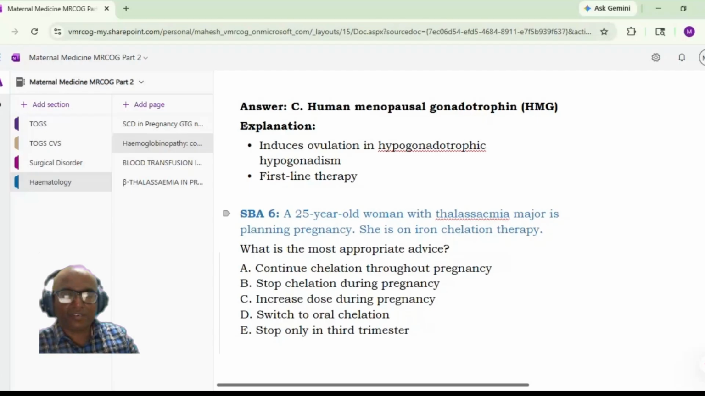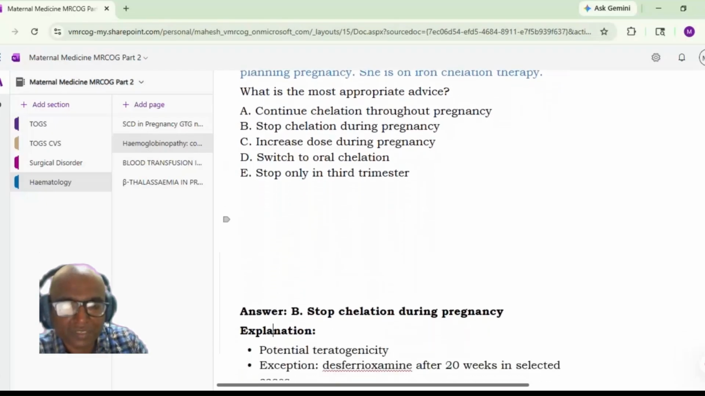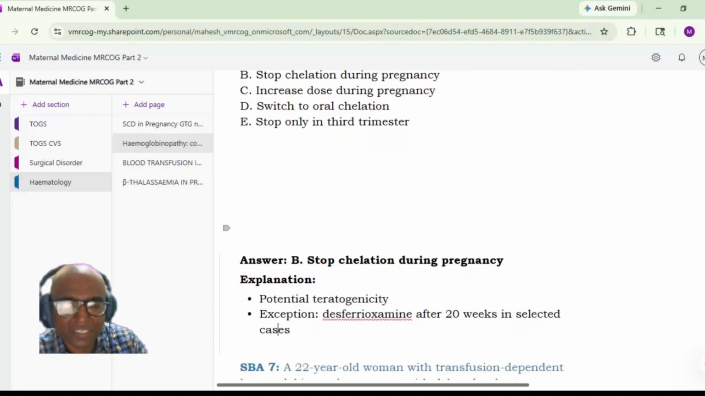Continuing throughout is not appropriate. Ideally, during pregnancy we have to stop chelation and consider it in the second and third trimester. Increasing the dose is not recommended. Switching to oral chelation is not appropriate, because only desferrioxamine is recommended, which is given subcutaneously. Stopping only in the third trimester is again not appropriate. So the most appropriate is B. There is potential teratogenicity. The exception is desferrioxamine after 20 weeks in selected cases.